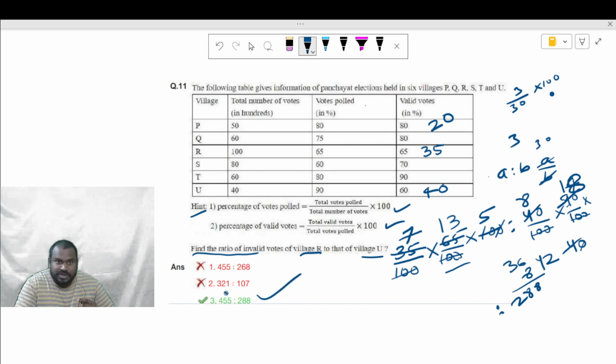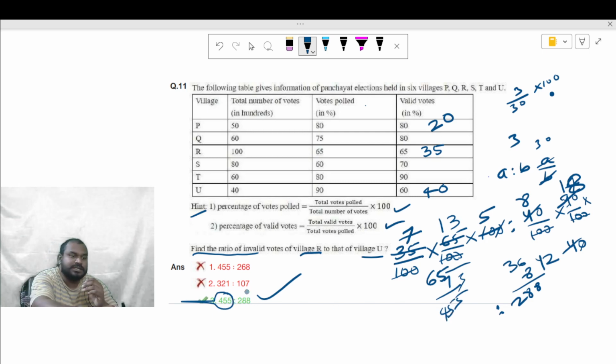So you don't have to calculate this. Even if you multiply 7 and 13 5s, you will get 455. You can verify: 13 5s are 65, 65 into 7, definitely you will get 455. You don't have to do this. I am telling you to eliminate options and pick the right option easily. For that, you have to avoid some steps to save your time. 7 5s are 35, 42 plus 45, 455. We get it or not? Like that.